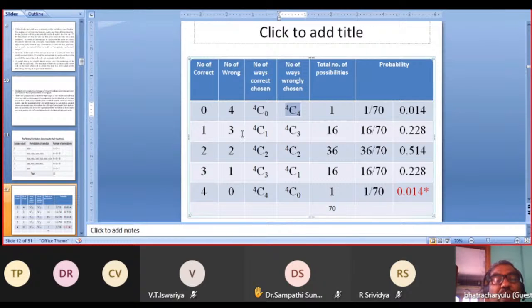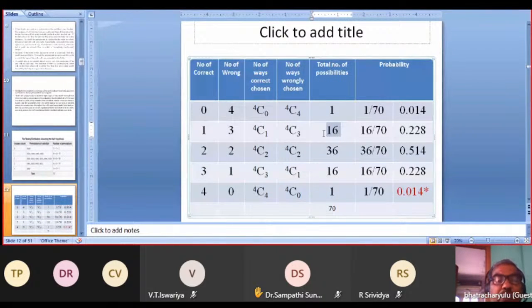And one correct, three wrong. Out of the four, only one correct. There are four possibilities. 4C1 value is 4, and 4C3 value is also 4. So 4 into 4, there are 16 possibilities for giving the answer, only one correct and three wrong.